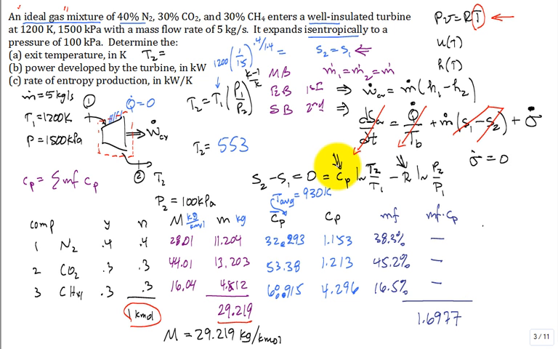So I just calculated C sub P of the mixture, 1.6977. What about R? How do I get R of the mixture? R bar over M. That's the easiest way. Okay? So this R is just R bar divided by the molar mass of the mixture. Makes sense? Okay, so now I can solve for this. T2 is equal to T1 times P1 divided by P2 to the R divided by C sub P.